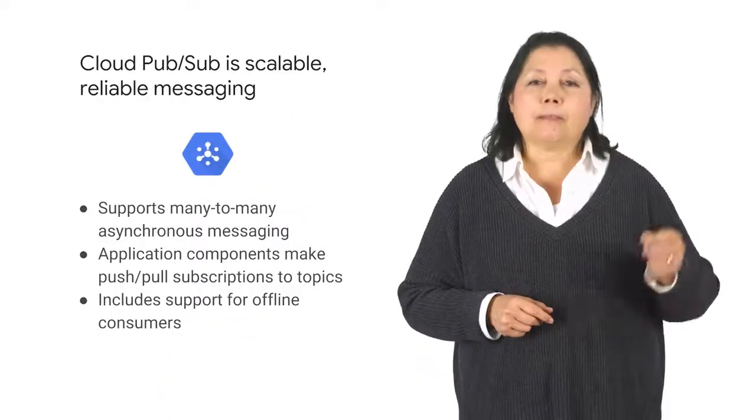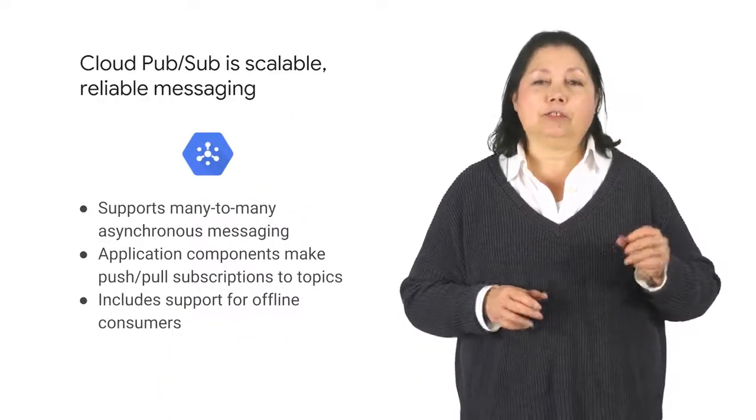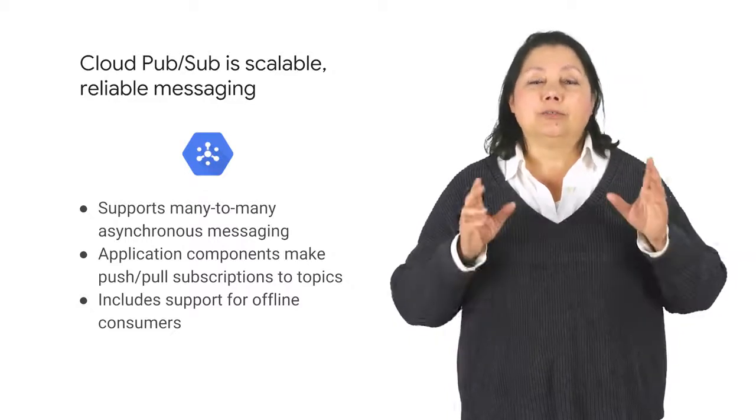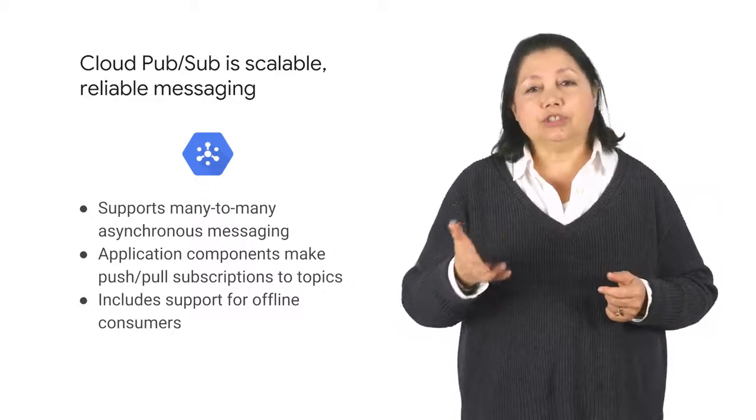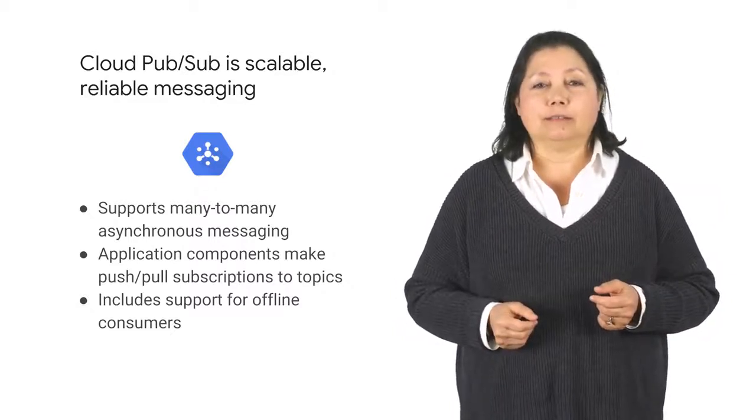When we say at least once delivery, we mean that there is a small chance some messages might be delivered more than once. So keep this in mind when you write your application. Cloud PubSub offers on-demand scalability to 1 million messages per second and beyond. You just choose the quota you want.